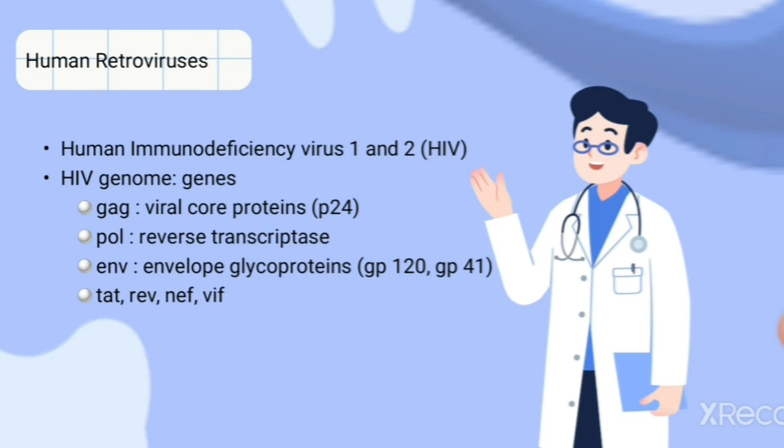GAG encodes for the core proteins, or the group-specific antigens. And then PRO, which encodes a protease enzyme. We also have POL, which encodes the reverse transcriptase enzyme or the polymerase. And then ENV encodes the glycoproteins that form projections. The gene order in all retroviruses is 5' GAG, then PRO, then POL, and lastly ENV 3'. Other proteins present in our HIV are TAT, REV, NEF, and VIF.